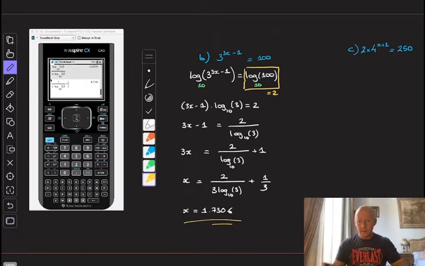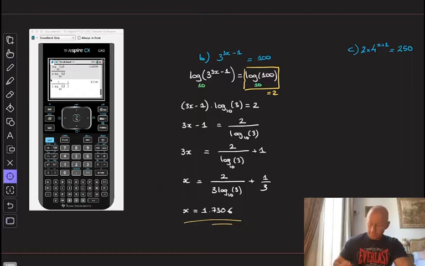Okay. Now let's see. If I move on, and I look at the last one here, so we have to solve 2 times 4 to the power of x plus 1, which equals 250. Okay. Now, this is slightly different to the previous ones because hopefully you noticed, and if you didn't, don't worry. Now that I say it, it's going to be quite obvious.